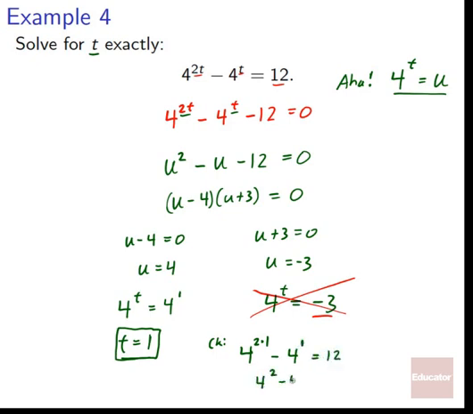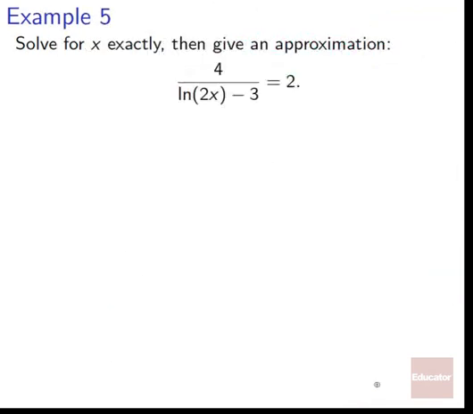4 squared minus 4 equals 12. 16 minus 4 equals 12. Indeed, that is true, so it checks out. Final example, solve for x exactly, then give an approximation.